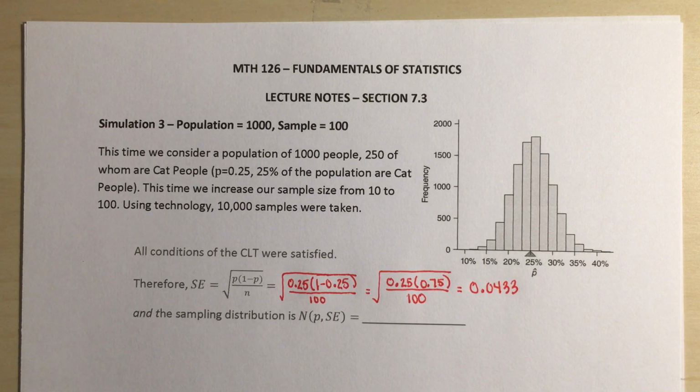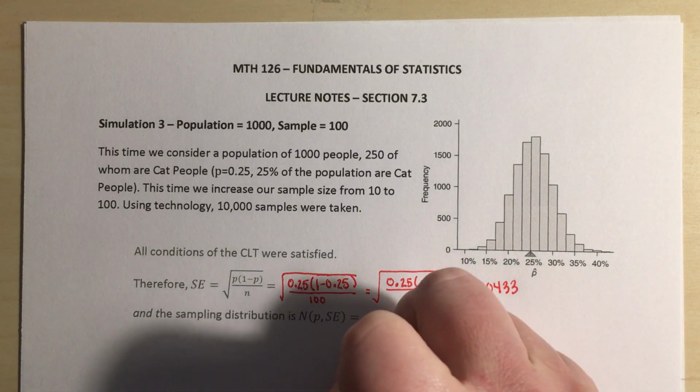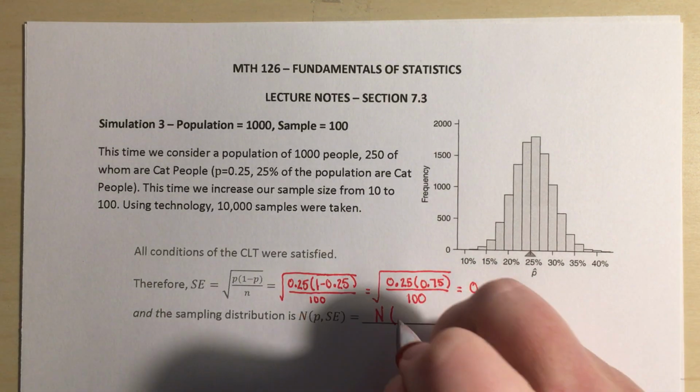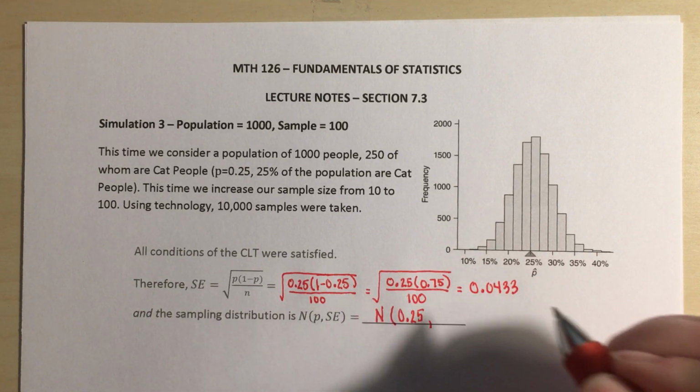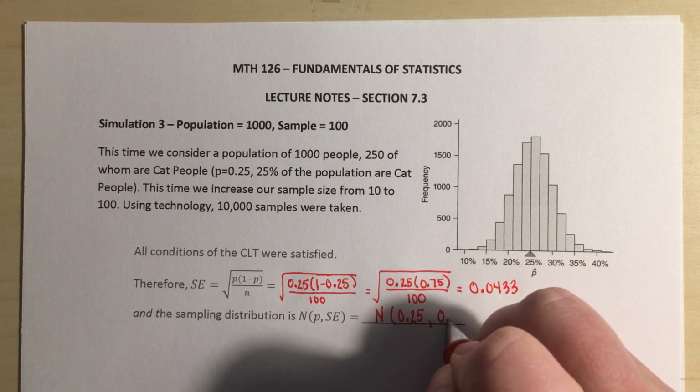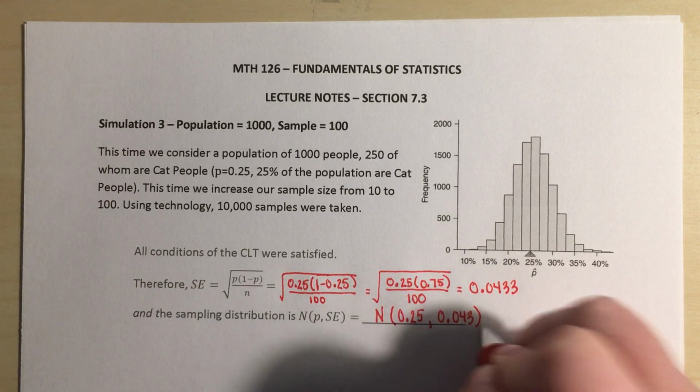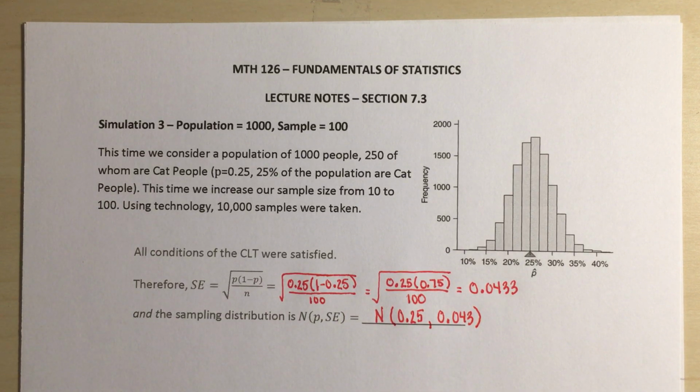So our sampling distribution is a normal distribution that has a mean of 0.25, because that was our population proportion, and a standard error, rounded to 3 decimal places, of 0.043. Our central limit theorem says certain conditions need to be met, and as long as those conditions are met, we have something that is close to a normal distribution. From here, we're going to use this normal distribution to answer some questions. That's what we're going to look at in the next video, and then the rest of the examples for section 7.3.